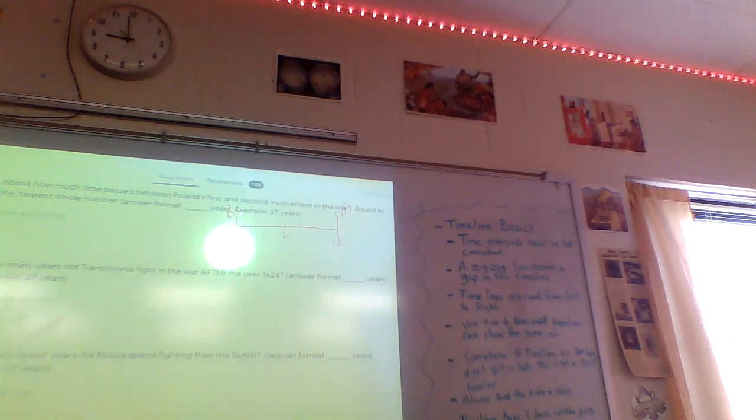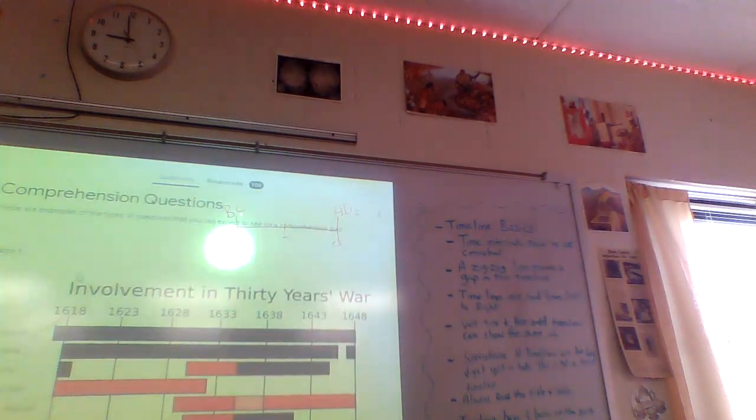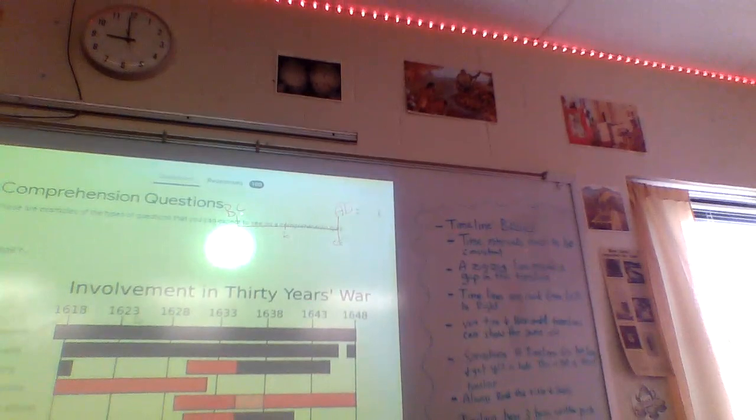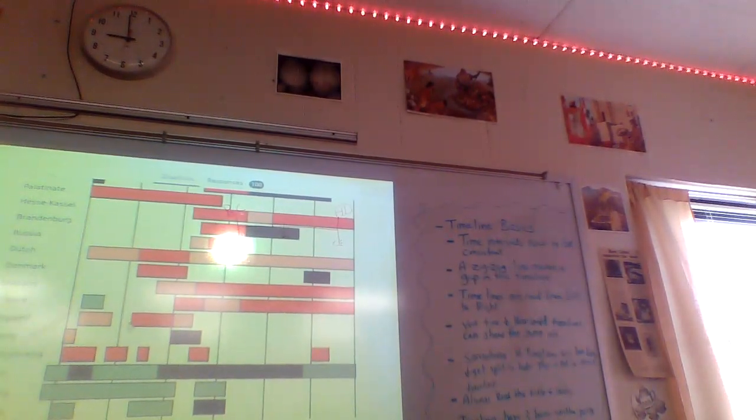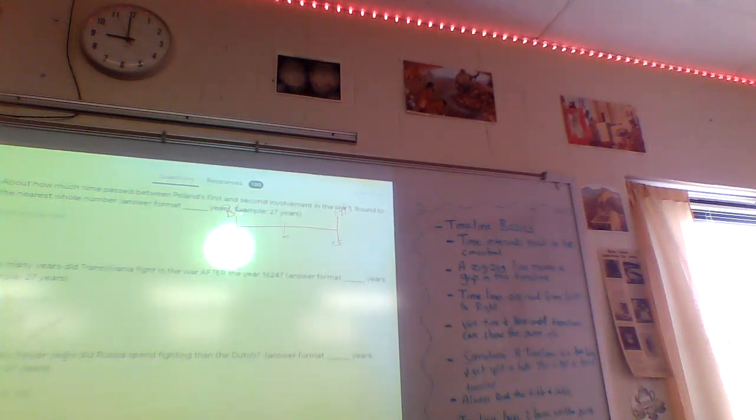So it asks, how many years do they fight after 1624? So in our timeline, we have to find the year 1624. And we have to find Transylvania. Okay. So now, since it said after 1624, I'm counting all of the red lines that start after here. There's 1 year, 2, 3, 4, 5. So it should be 5 years the Transylvania split by.